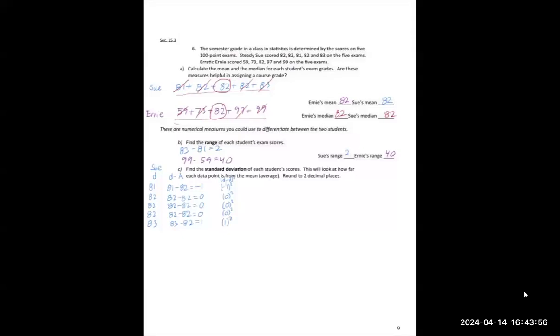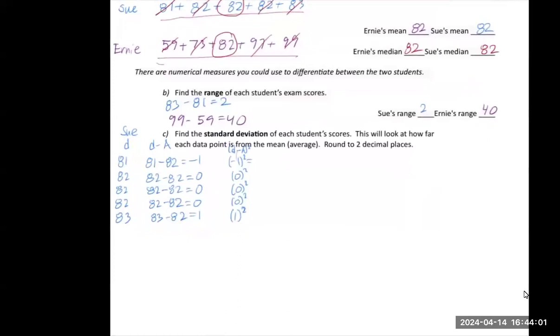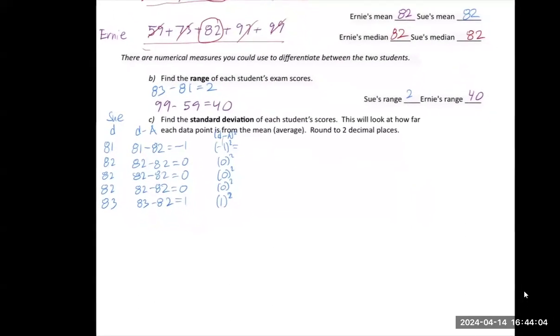And -1 squared, this is a mistake that a lot of students make. See if I can draw this in a little bit closer. -1 squared is -1 times -1, which is a +1. So anytime we square a number, the answer is always positive, except for 0. 0 squared is 0, and we don't call it positive or negative. So this is +1, and then 1 squared is 1.